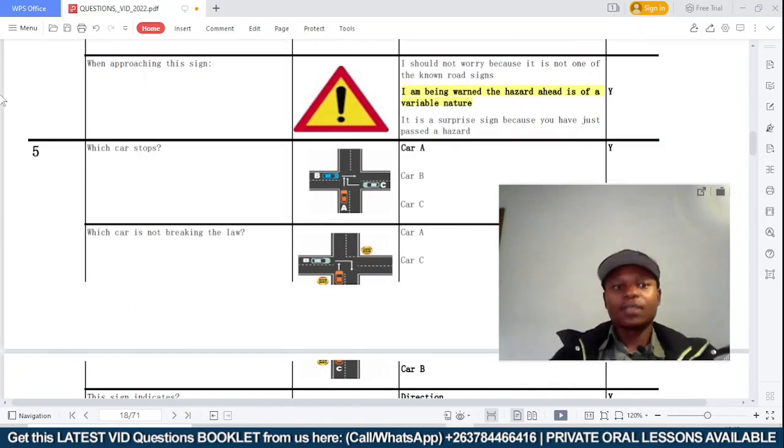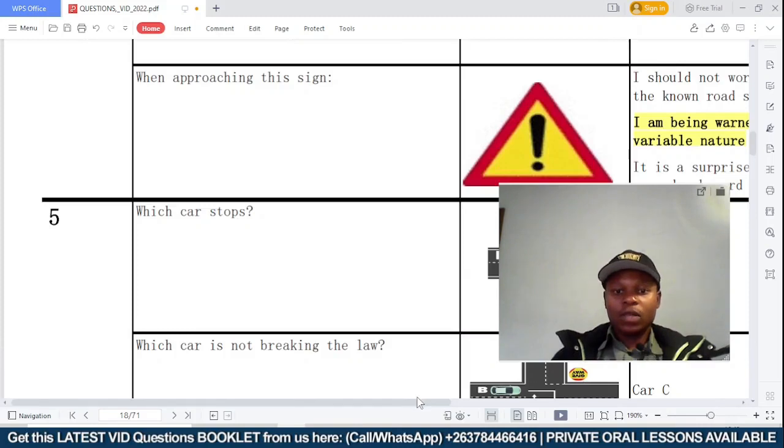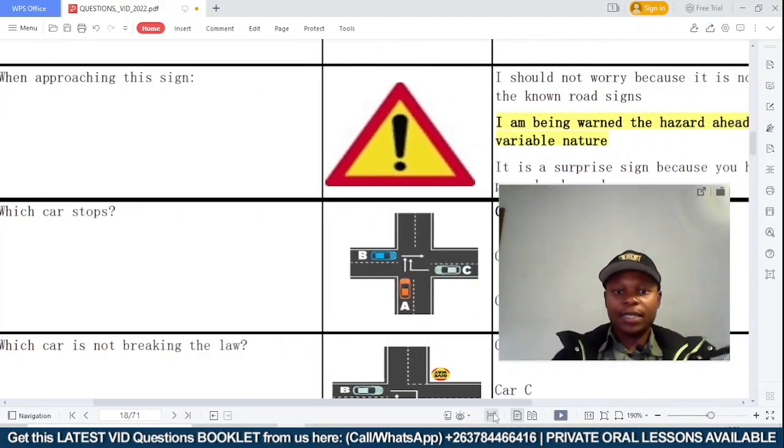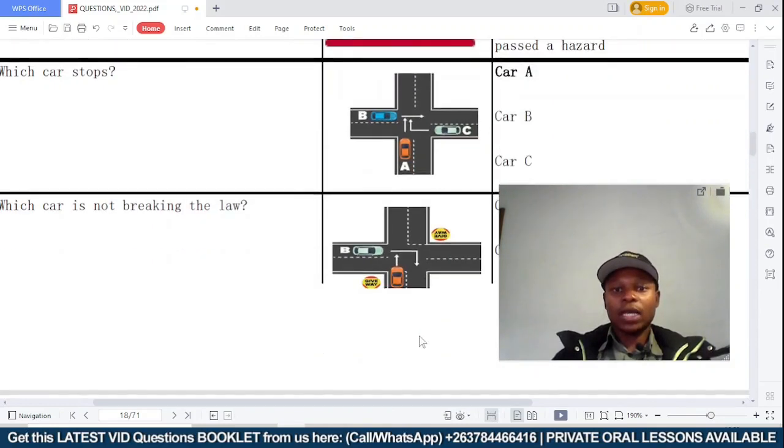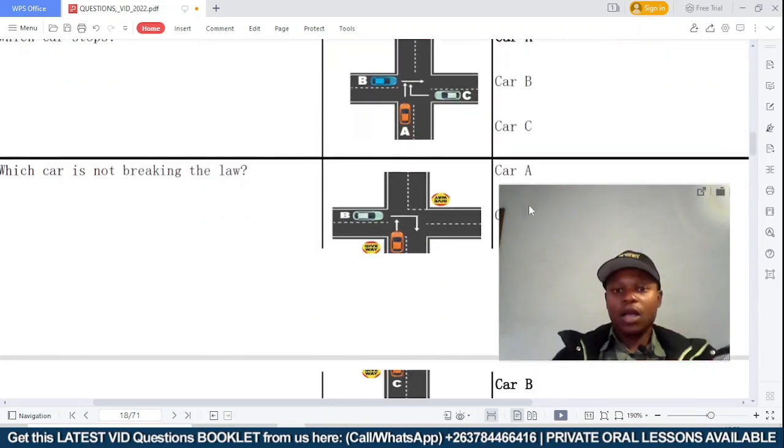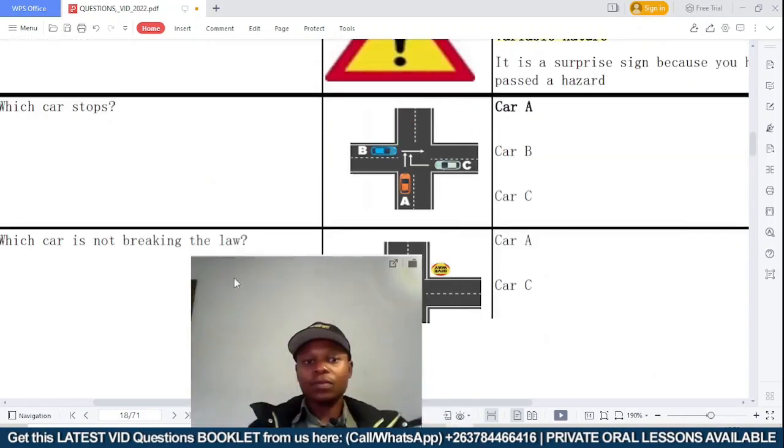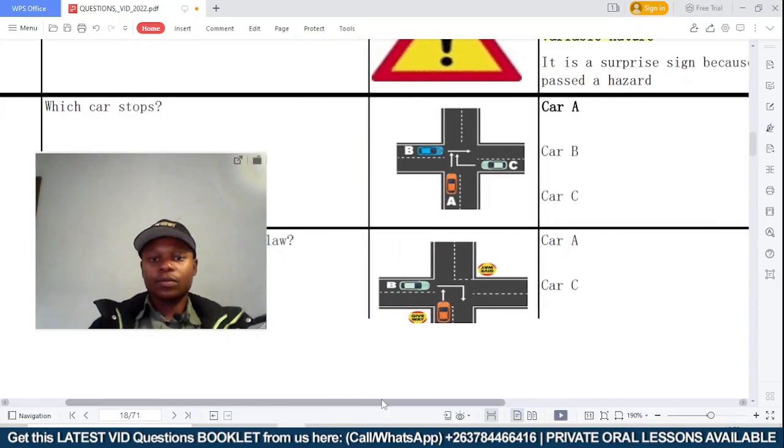So this question asks, which car stops? Here we have 3 cars: car B, car A, and car C. Looking at these 3 cars, we are looking at the car that stops. Now I'm not quite sure if my diagram is very clear considering the size of it, so I'm just going to zoom in a bit so that you can have a clear understanding of it. So this is the car diagram that we are looking at. Remember the question, the car which stops. So which car stops here? Okay, so the question says which car stops: car B, car A, and car C.